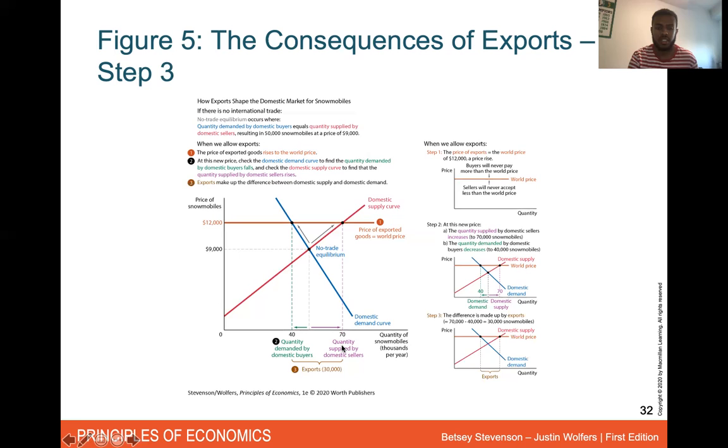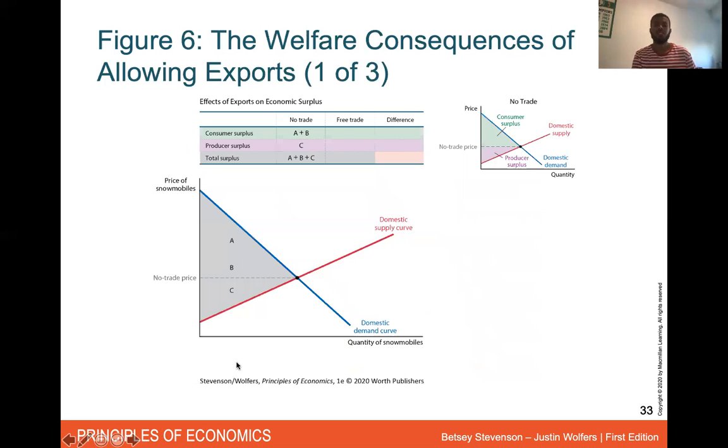And now if you look again, the difference between this new amount supplied versus this new amount demanded in the home country is going to be different. There's going to be a difference of 30,000. So that's what the exports are going to be. It's going to be that difference between the amount supplied by domestic sellers and the amount demanded by domestic buyers. And if you look again, it's going to be the same kind of formula, but in different terms.